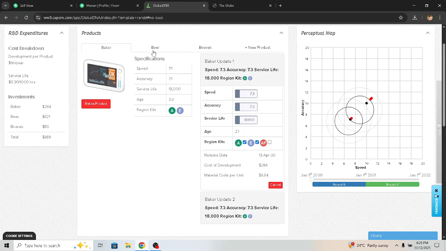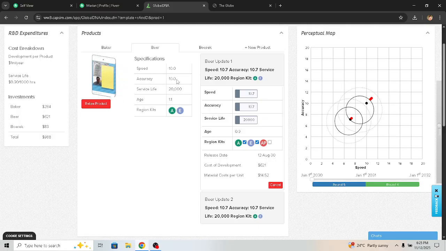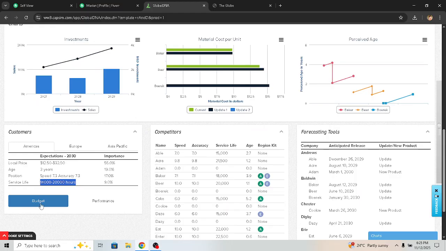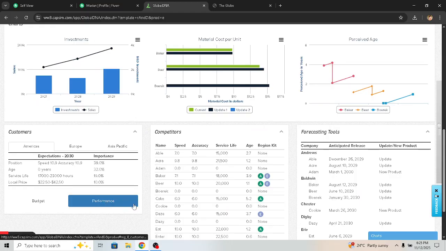So we'll go to our next product, which is Beer. Beer, it's a high-tech product, so it's not in the budget and it's in the performance segment. And looking at the performance segment market buying criteria, you realize that speed has the most importance with an accuracy and a speed of 10.9, with the most importance of 39%, followed by age of 0 years because it's a high-end product. They need a product that's new. A service life of 17,000 to 23,000 hours with 19% importance.